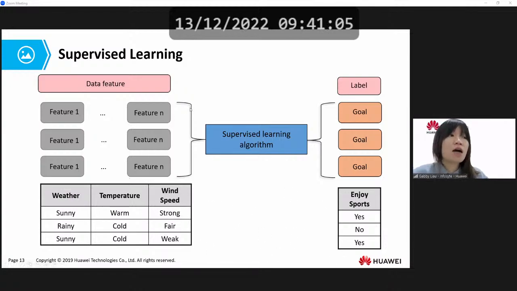So that's what we want this algorithm to learn, the relationship between these so-called features. So weather is one feature, temperature is another feature, wind speed is another feature. What is the relationship between the features and the label, or what we call the target attribute, something that we want to predict? What are their relationships?